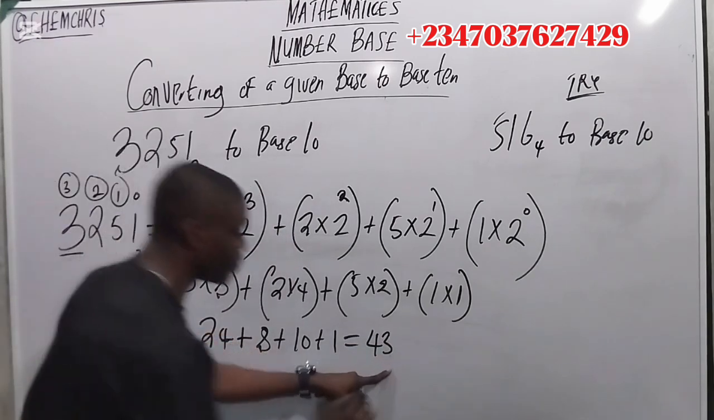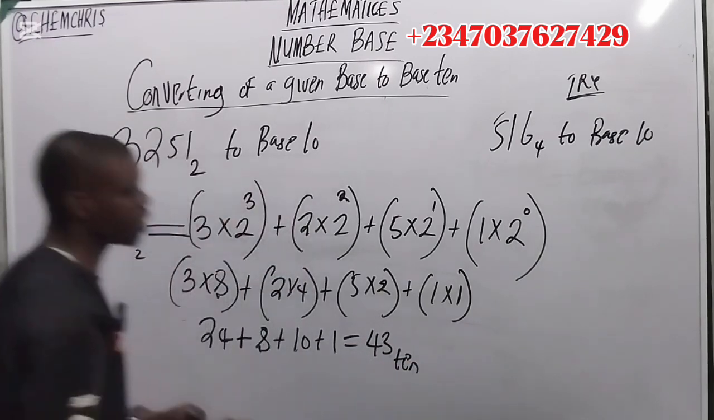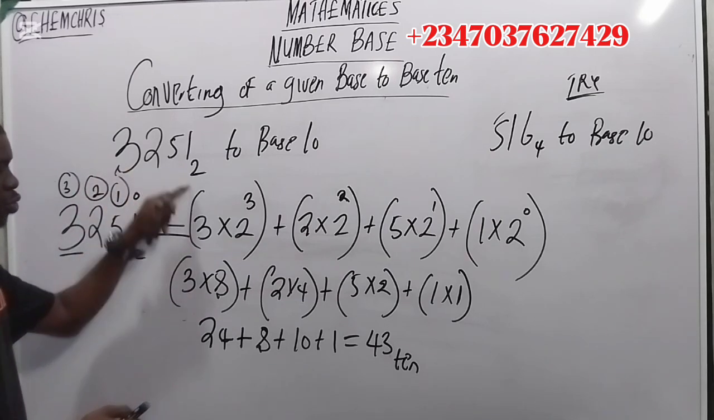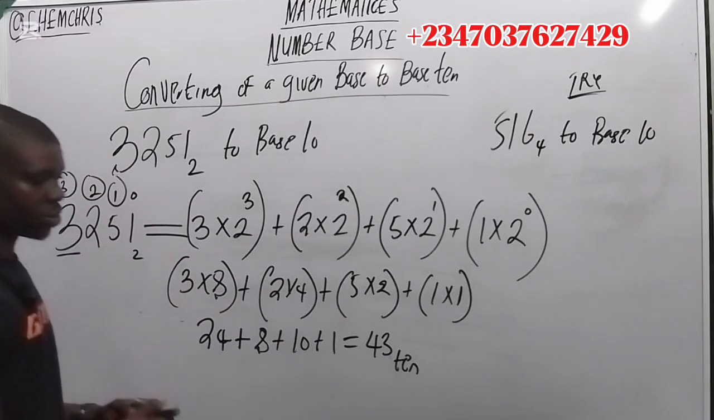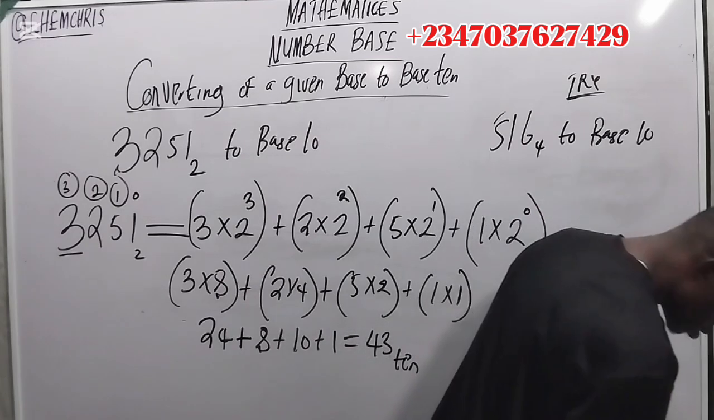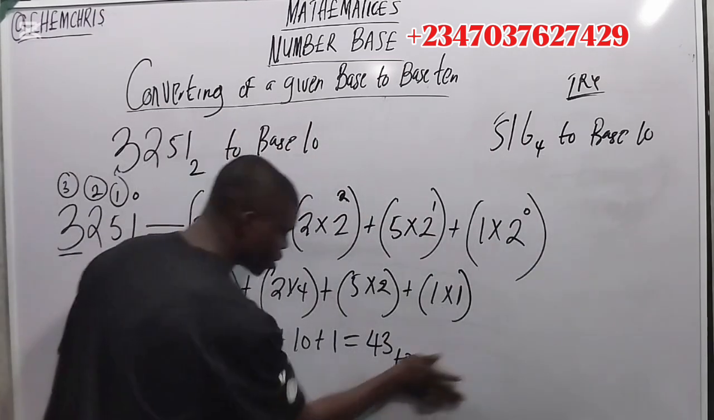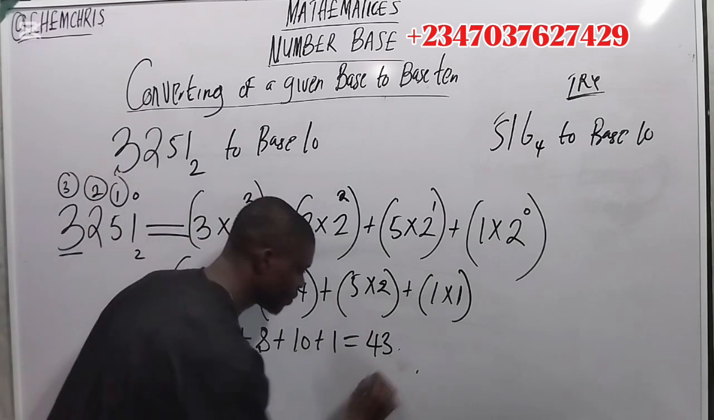43. Now this one is now going to be in base 10. Now what does it mean here? You converted 3251 in base 2 to what? To base 10. So this is not the number; it's now going to be base 10.